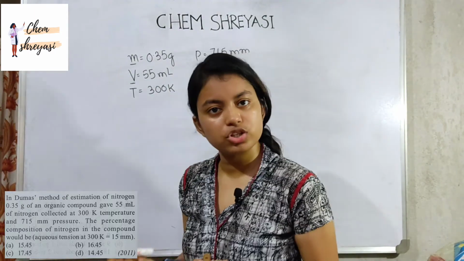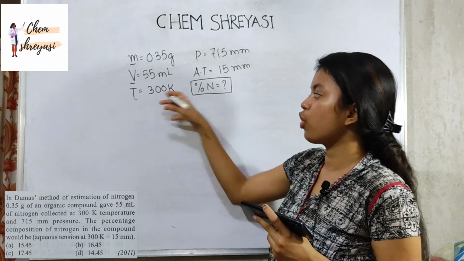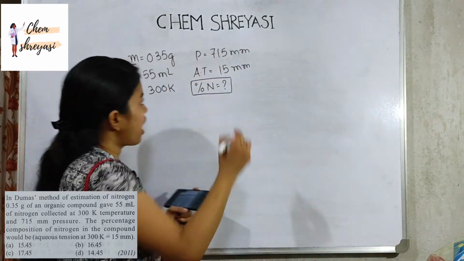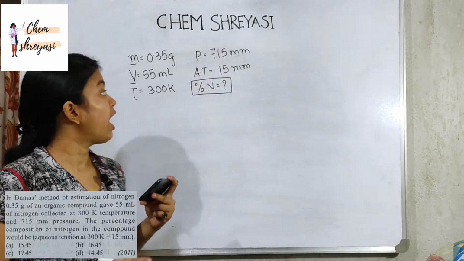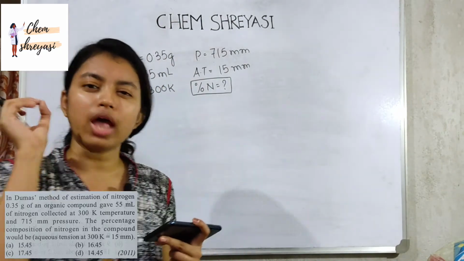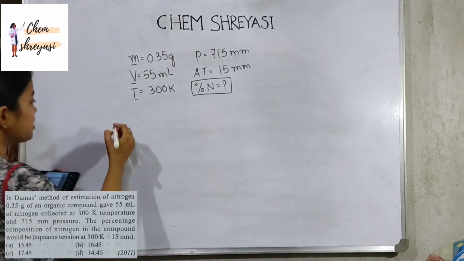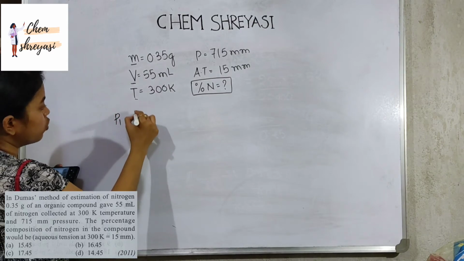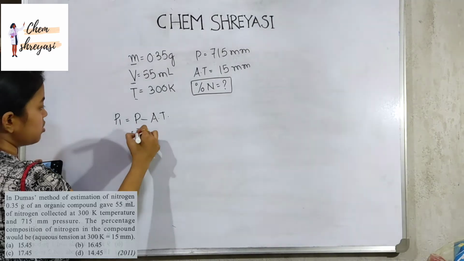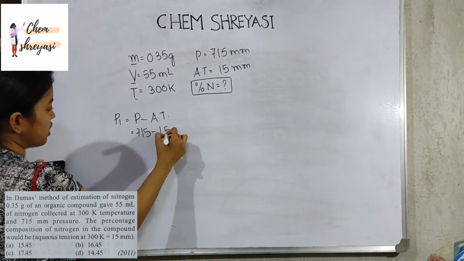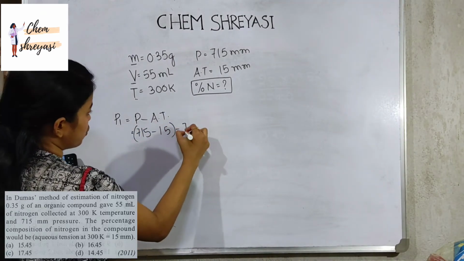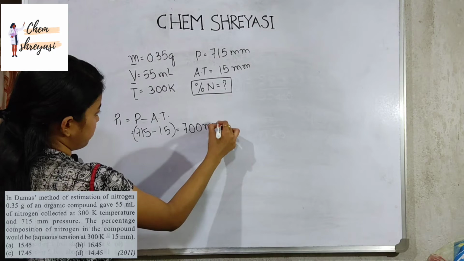And the temperature at which this reaction has been done is 300 Kelvin. After that, the pressure of this reaction was 715 mm and the aqueous tension was 15 mm. So our first work is to find out the actual pressure of the nitrogen. For this, the actual pressure is P1 equals the pressure given minus the aqueous tension. So 715 minus 15, because the aqueous tension is 15. Now from this we can calculate that the actual pressure is 700 mm.